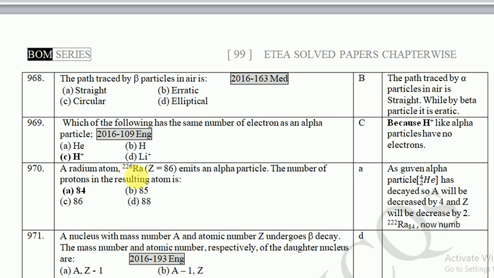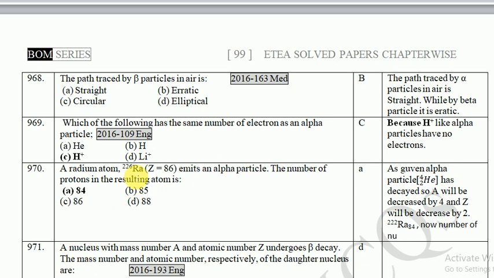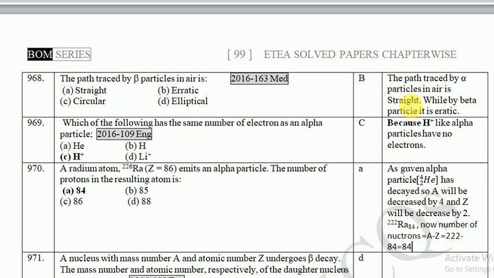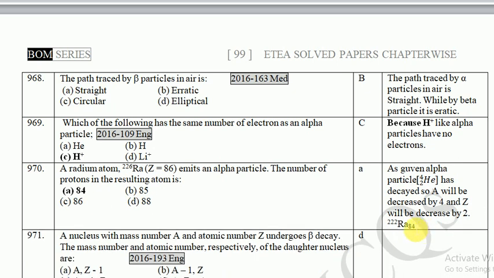Now this is the resultant. The number of neutrons is equal to A minus Z, always subtracting the small number from the large. So 222 minus 84 is equal to 138. They have not asked for the number of neutrons, they have asked for the number of protons. So 84 is the number of protons. So here option A is correct.